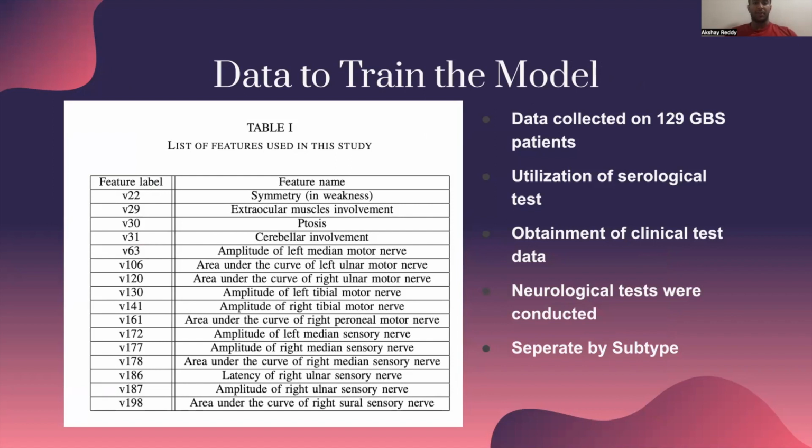Specifically, what it focused on a lot was the extraocular muscle involvement and the different types of motor nerves and their effectiveness from the neurological test. Specifically, this study involved training the model to look at ulnar motor nerves, tibial motor nerves, peroneal motor nerves, and median sensory nerves. And in addition to that, this study also involved taking the artificial intelligence model and having it focus on other features such as ptosis and cerebellar involvement.